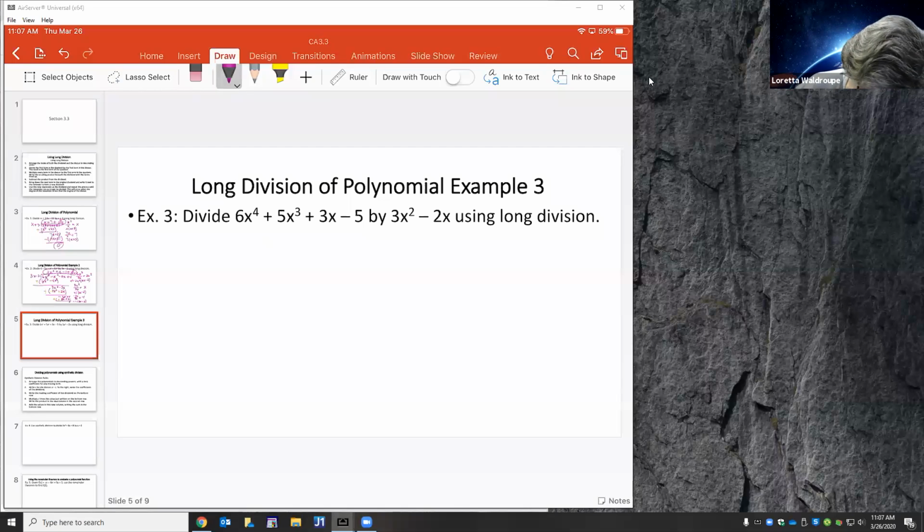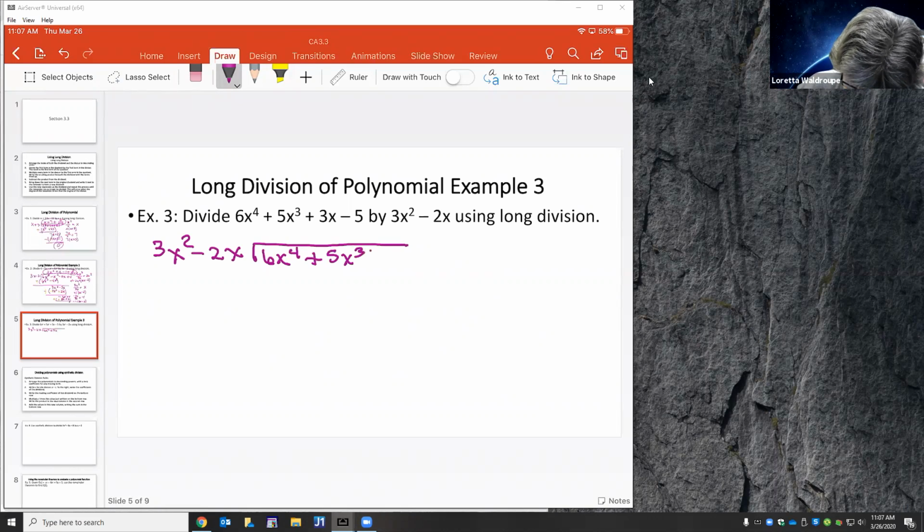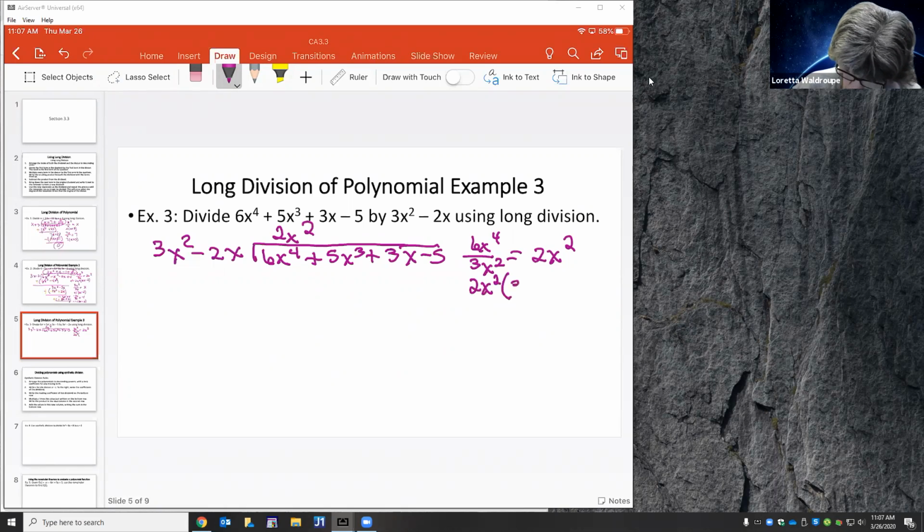All right. So now I have 3x squared minus 2x divided into 6x to the 4th plus 5x cubed plus 3x minus 5. And we're going to do the same thing. The first term divided by the first term gives us 2x squared. And then we take that term in the quotient times the 3x squared minus 2x. Excuse me.